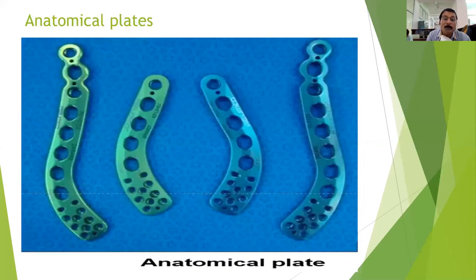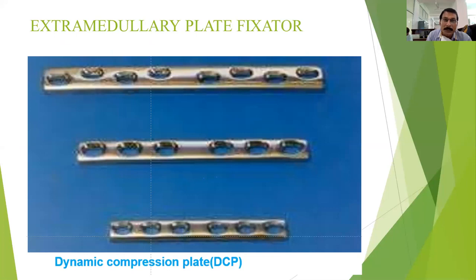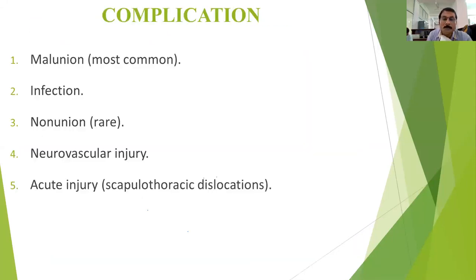Or nowadays pre-contoured plates, which are shaped separately. The S-shaped plate is nowadays available, which is better to apply, easy to apply and holds the fragments better. But in the case of the straight plate, you may need to do the contouring of the plate to hold the fragments in a better way.